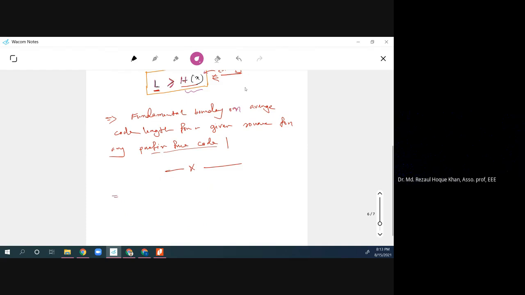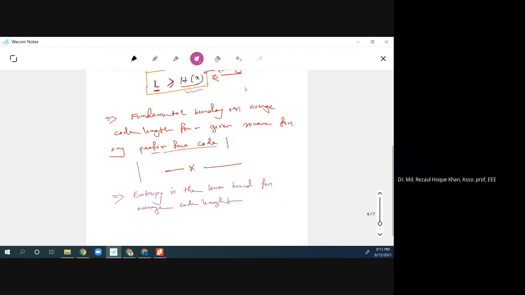Okay, we can write that entropy is the lowest boundary, or lower bound, for average code length.